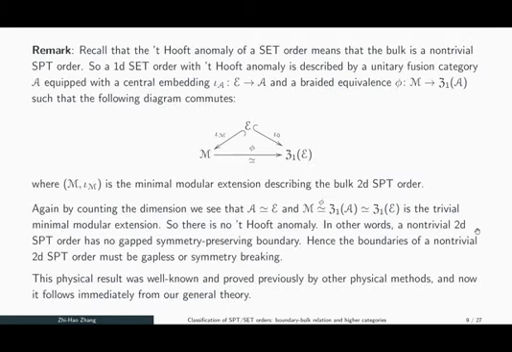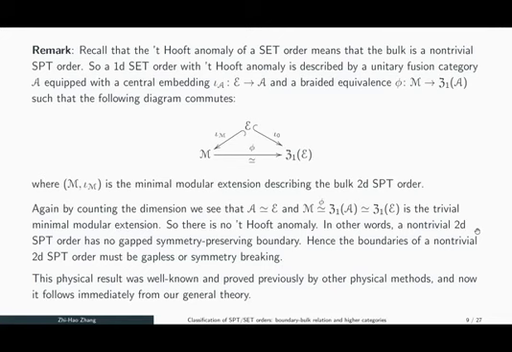And here is a remark about the 't Hooft anomaly. Recall the 't Hooft anomaly of SPT order means the bulk is a non-trivial SPT order. If we have a 1D SPT order, but it has 't Hooft anomaly, it is to be described by a unitary fusion category A, equipped with a central embedding from E to A, just as before. And now its bulk is a non-trivial minimal module extension represented by M. And there is a Witt equivalence phi from M to the trivial center of A, and the following diagram must commute.